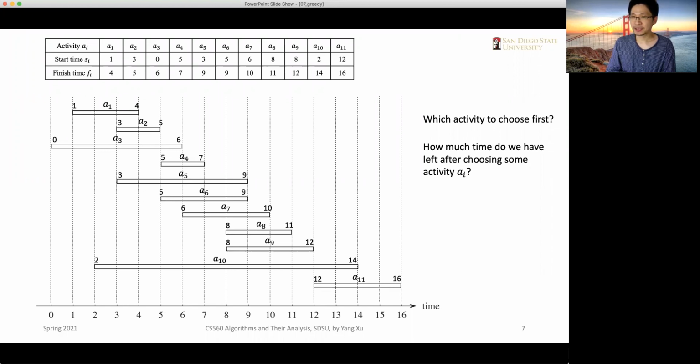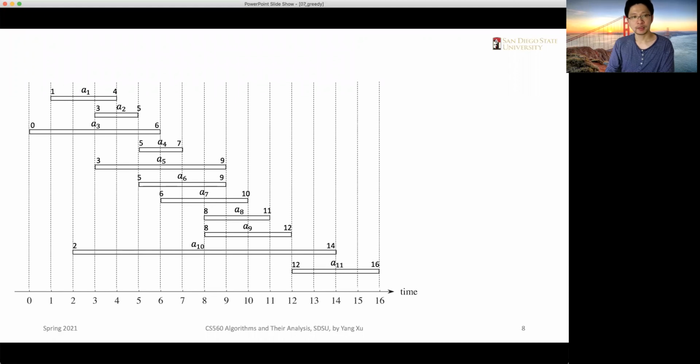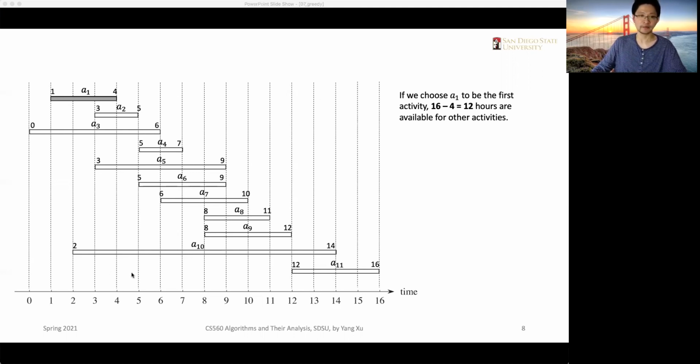Now let's consider this outcome by thinking about how much time we have left after choosing some activity Ai, because that is pretty much the resource we have left. Let's assume that we select A1. So now we mark it as gray, then A1 is scheduled. Because A1 finishes at 4 o'clock, if we look at the time scale, we only have 12 hours left that are available for other activities, based on the principle of compatibility. That is very straightforward. We only have 4 o'clock to 16 o'clock available.